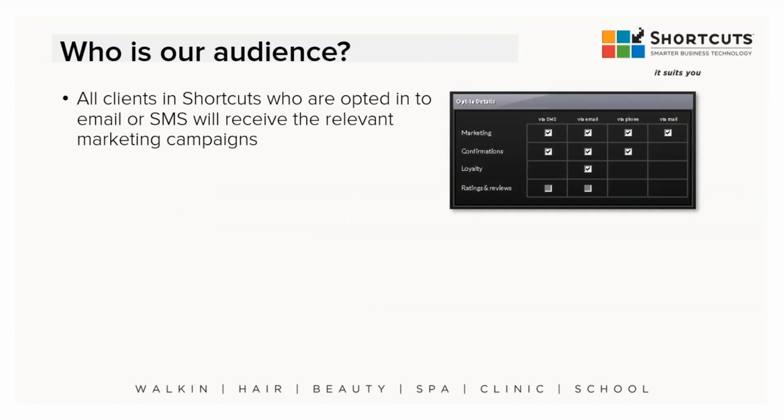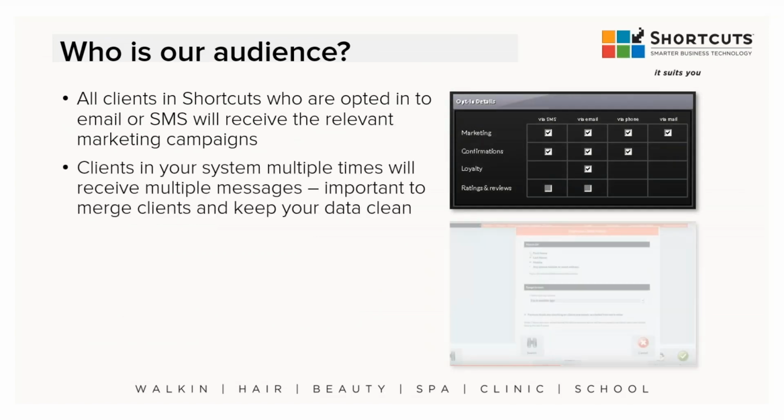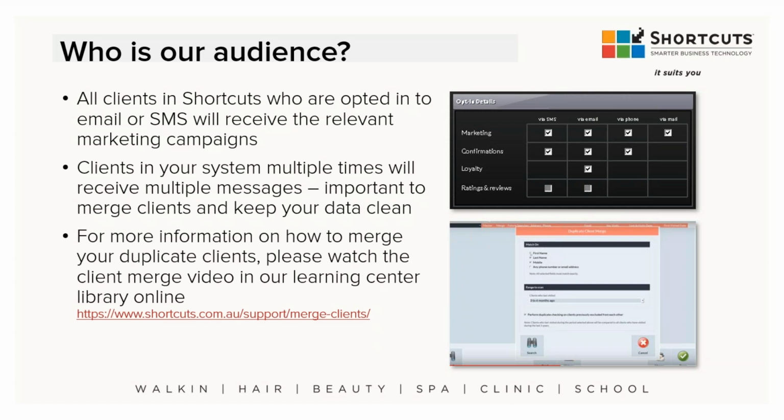So who exactly is going to get a copy of this message? This is where it's important to know how to configure it in shortcuts. Every client that you have in your system has a client card. And in this card, you probably noticed that you have some opt-in details. That goes for not just sending email marketing or text marketing, it also corresponds with any loyalty programs you may have, and if you're sending spotlight surveys, so ratings and reviews, as well as confirmations.